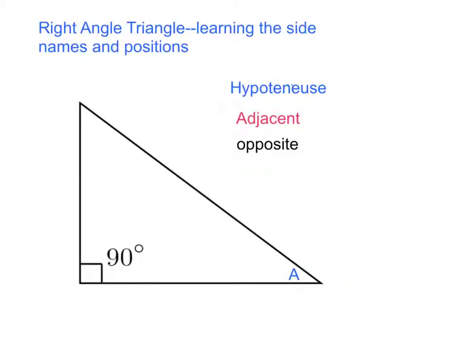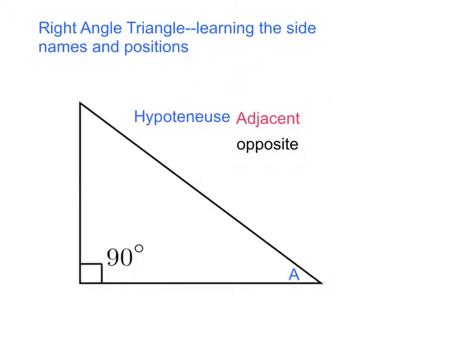Let's have a look at the right angle triangle for a moment. Trigonometry only uses in grade 10 the right angle triangle, so note the 90-degree angle in the corner. Also note the label A in the bottom right-hand corner of the triangle. That's our reference angle. A reference angle will always be one of the two acute corners, and it will be named a letter. It could be named a Greek letter, or it could be a number, for example, 32 degrees. From our reference angle, we have to label the sides.